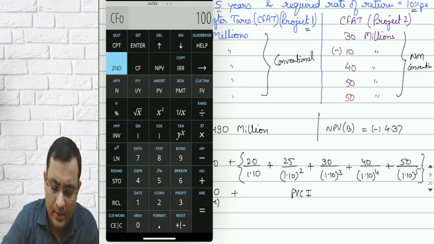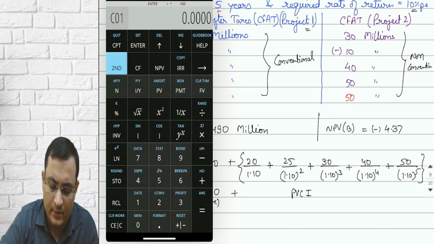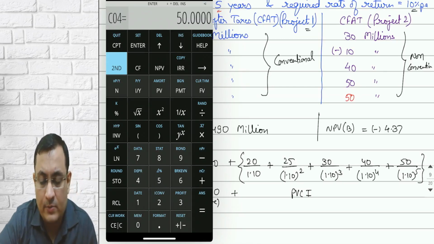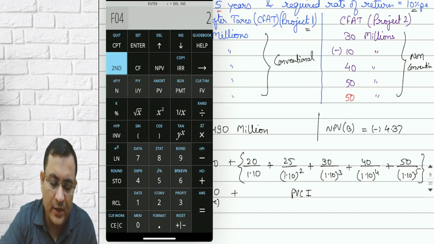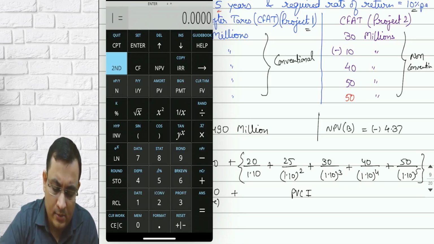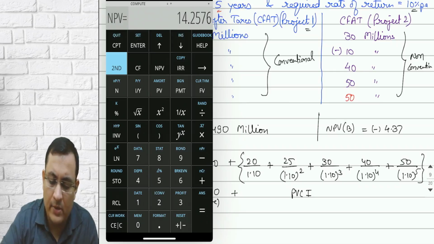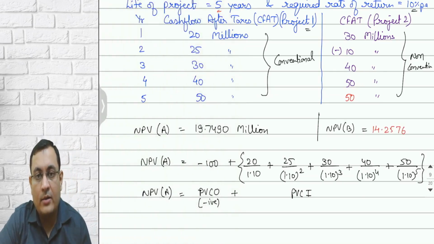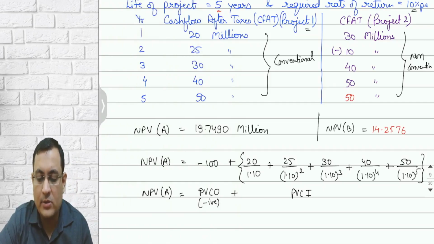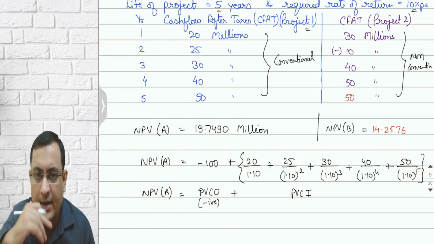So how are we going to enter? 100 negative, C0, C1 30, C02 taken 10 negative, 40 positive, 50, and 50 is coming 2 times. Both are positive. What you need not do is put C05, just put frequency as 2 and then 10 as my rate and then my NPV. Now I have got the positive NPV of how much? 14.2576. Because with negative NPV there will be no prioritizing, because the second project is already rejected because of negative NPV.